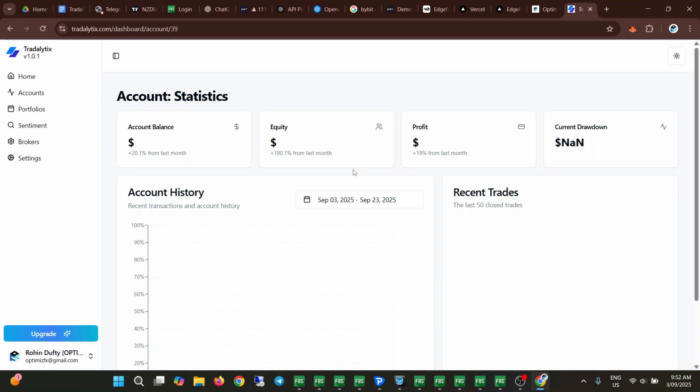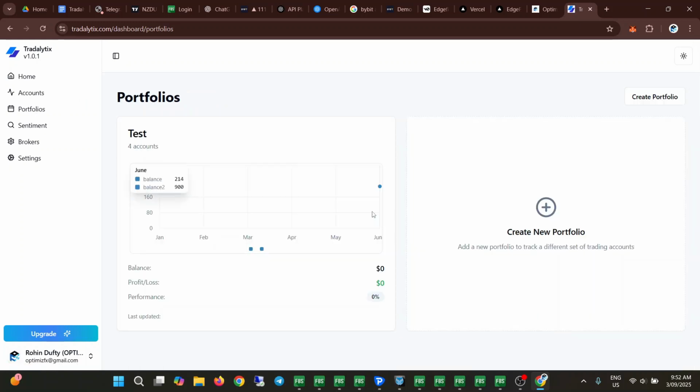And then the other thing you can do is have portfolios. So a portfolio is like, think about it as if you've got a portfolio of EAs that trade FTMO or prop firms, or you've got some that trade another strategy or whatever. You can add those accounts to a portfolio and then track that portfolio. So that's pretty cool as well.